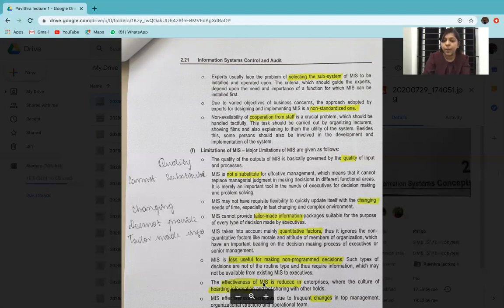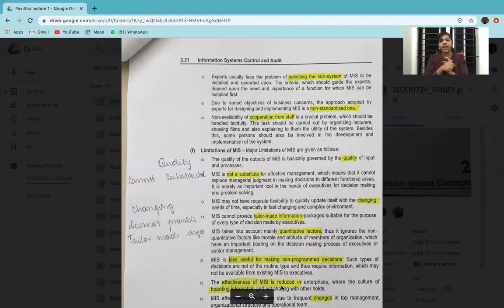The effectiveness of MIS is reduced when there's a culture of hoarding information. Not every time is an enterprise or organization going to be transparent, and sometimes information could be hoarded by the top managers, maybe due to strategic planning and they don't want to leak it out. If there's going to be hoarding of information, then the effectiveness of MIS is likely to be reduced.